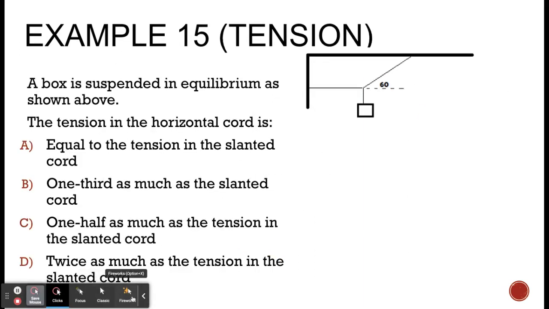Same thing for this one, so pause the video, try example 15, unpause the video when you're ready to check your answer. Okay, for this one here, we should have gotten C. It's about 1/3 the slanted cord. Horizontal cord is about 1/3 of the slanted cord. So answer choice is C.